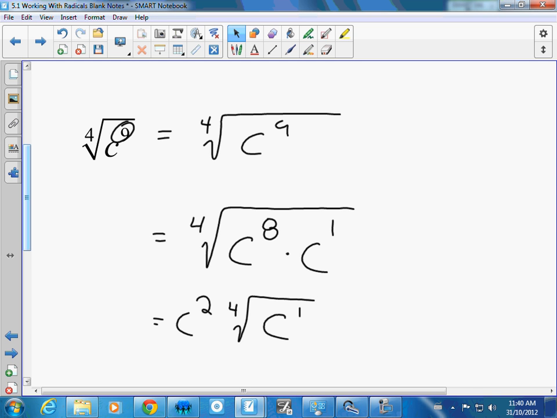X squared times X squared is X to the 4. So the square root of X to the 4 is X squared. Now careful, this is where it's going to get tricky. X cubed times X cubed is X to the 6. The square root of X to the 6 is X cubed. Not X to the 9, it's X to the 6.